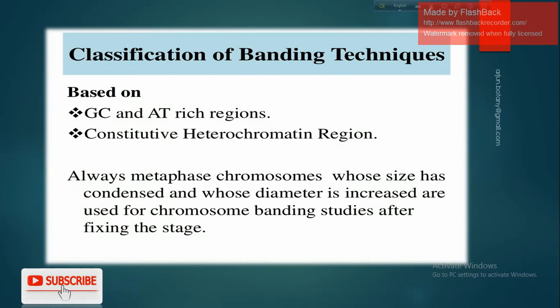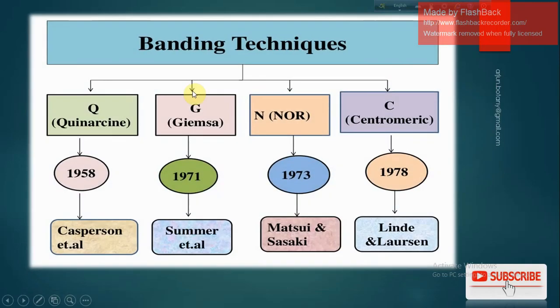Another basis is that in a chromosome there are two different regions: euchromatin and heterochromatin. There are two types of heterochromatin: facultative heterochromatin, which can be converted to euchromatin, and constitutive heterochromatin. A band can be formed in constitutive heterochromatin, because it is a condensed region. This banding technique can be developed only in metaphase chromosomes, because the metaphase chromosome is the strongest, rod-shaped, condensed structure. So to fix a banding, the metaphase form is very important.